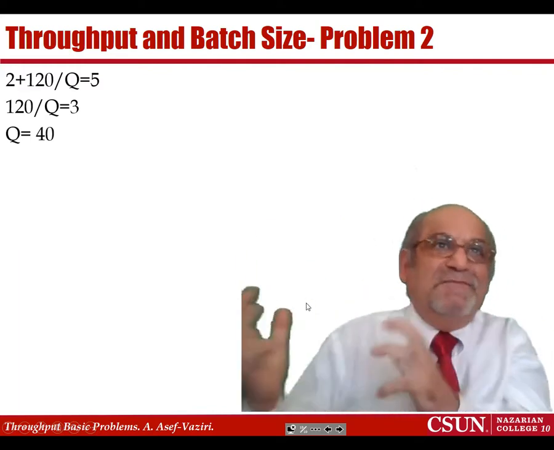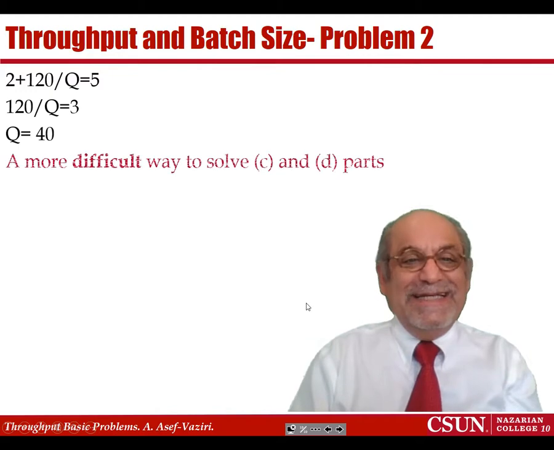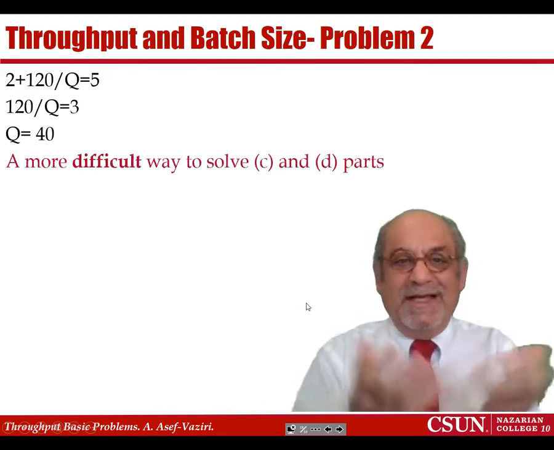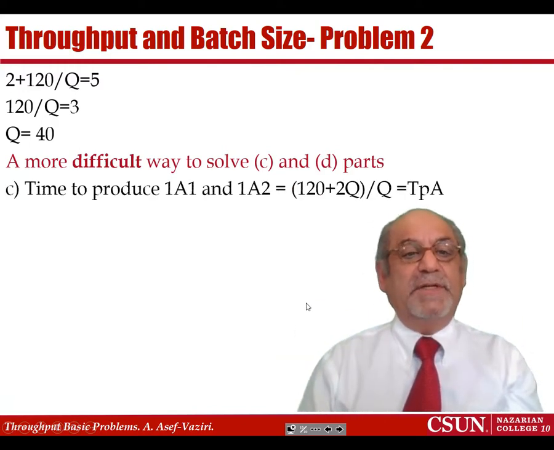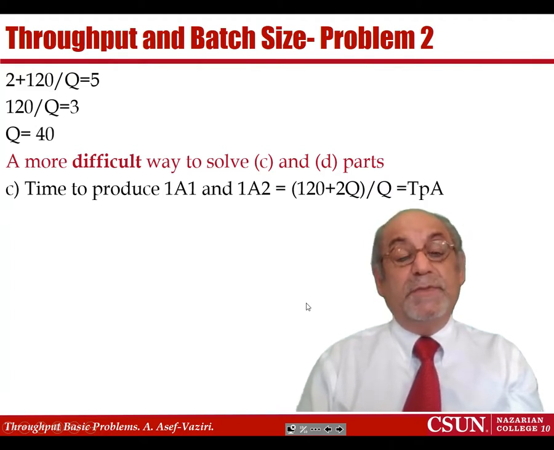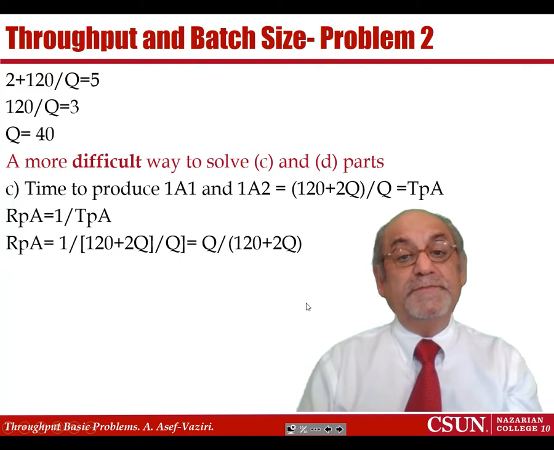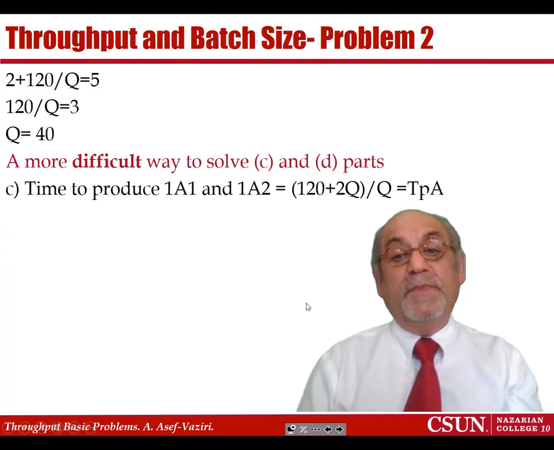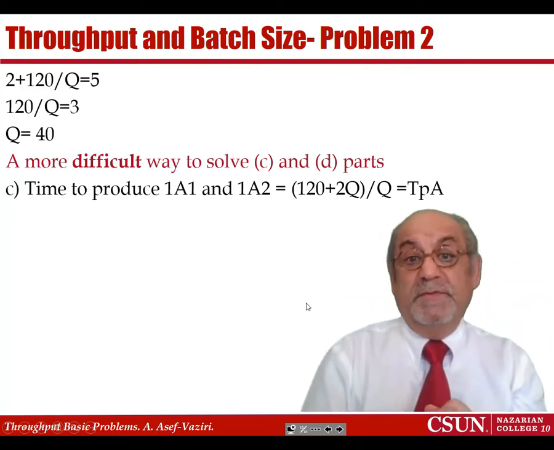If you are not comfortable with cycle time and you want to go through throughput, that is still valid, but computations are a little bit unnecessary. I have called it difficult, but it is not difficult. It's a little bit unnecessary, but I have elaborated here also. How much time do you need to produce Q units of each of the two products? And what is the throughput? You need 120 minutes plus 2Q to produce Q units of product.